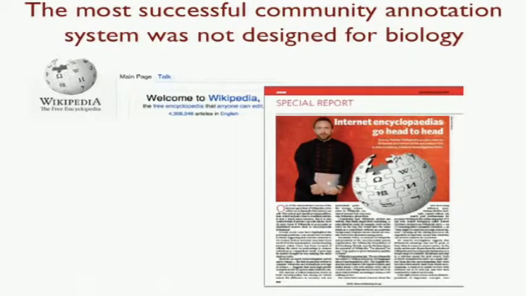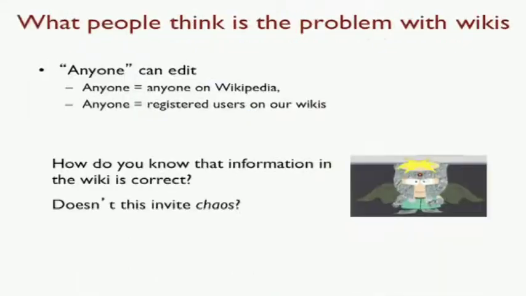So the problem with wikis that most people think is that because anyone can edit, and in our case it's anyone who's registered can edit, you don't know if the information is correct and you're concerned about this problem of chaos, that there's essentially little quality control because it's explicitly designed to not have a gatekeeper. It turns out that really isn't the real problem for wiki-based community annotation.